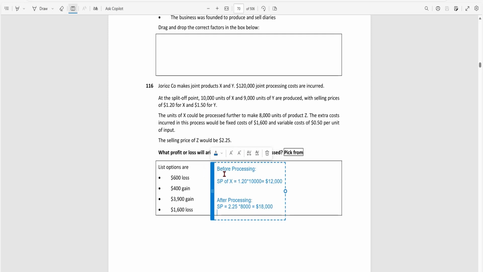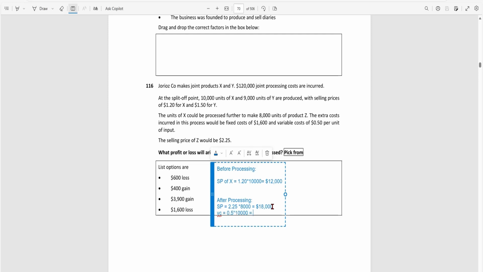So this was the amount we were earning before, and after processing, this is the selling price. Now we have the variable cost as well, and what is that? It's 0.5, but this variable cost is incurred in relation to the input, and our input is product X, and how many units are we having? 10,000, right? So we will multiply with the 10,000.